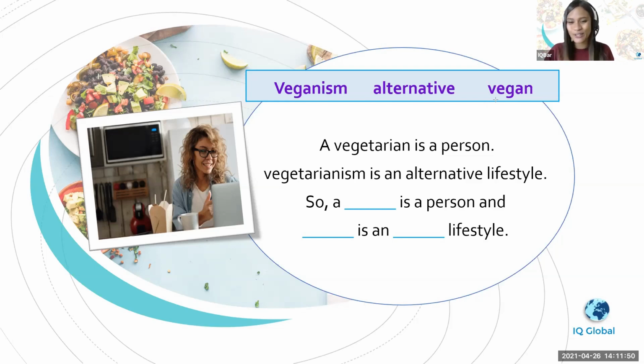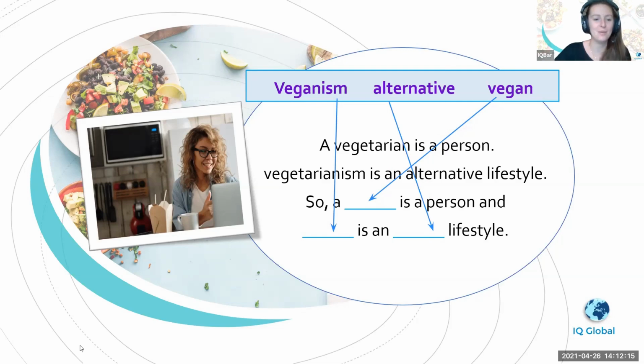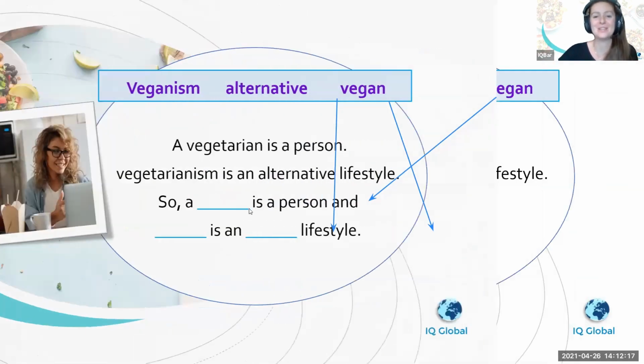This is a great test your knowledge activity. Good. Yes, some lovely answers. Very good. All right. So a vegan is a person, and veganism is an alternative lifestyle. Good job, everyone. So well done. Awesome. That was really, really fun. I enjoyed that.